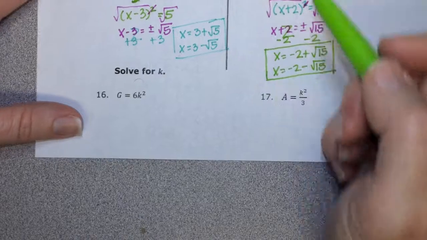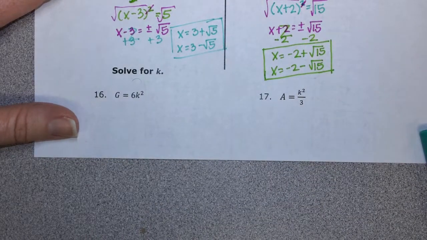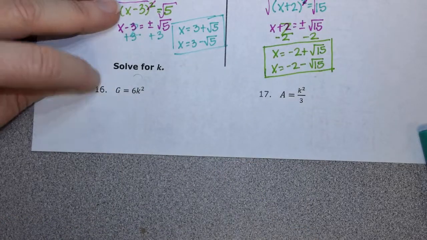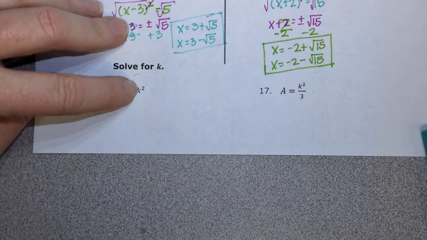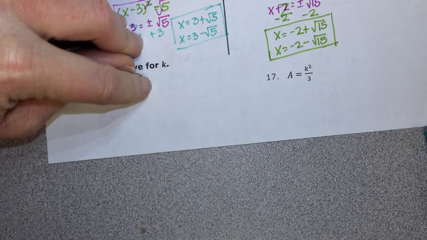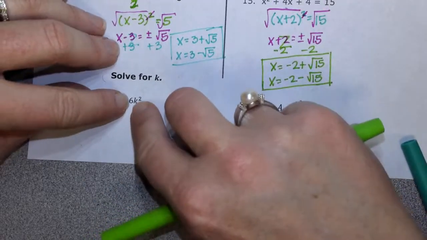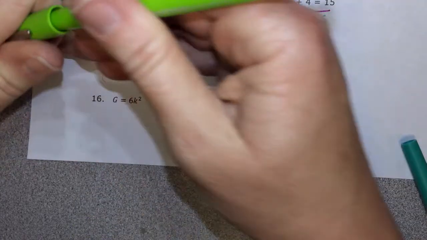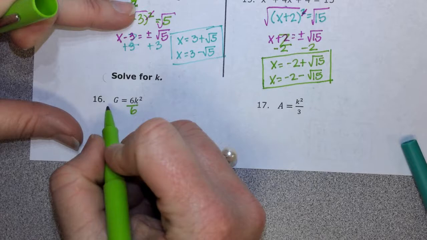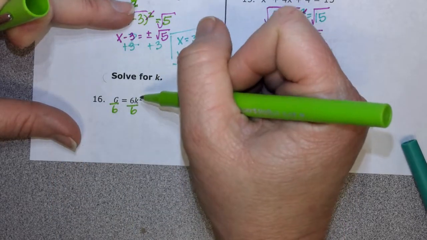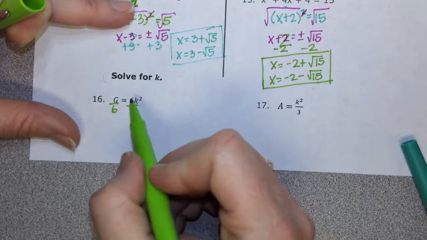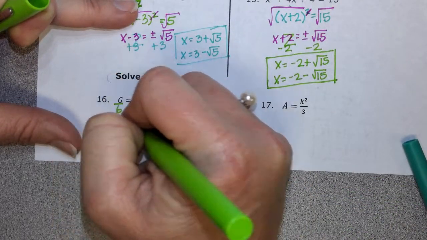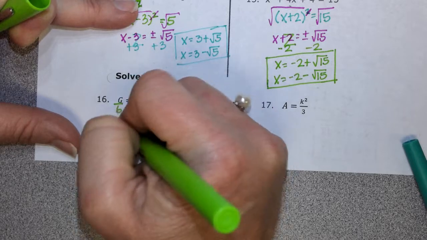Okay, so for number 16 and 17, they're literal equations where we are going to be solving for k on both of them. So for 16, we have g equals 6k squared. And what's going on between 6 and k squared is multiplication. And so I need to divide both sides by 6, because what I want to do is isolate this k squared here. So when I do that, I can rewrite this as k squared equals g divided by 6.